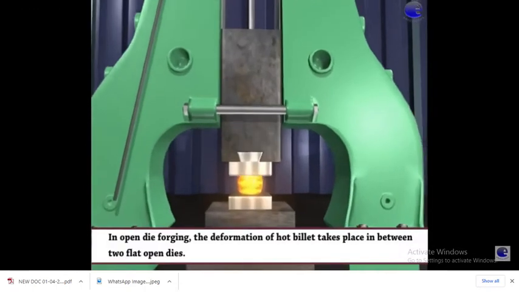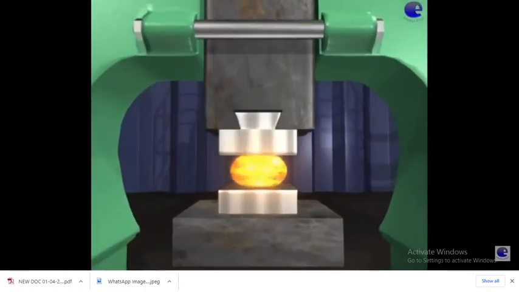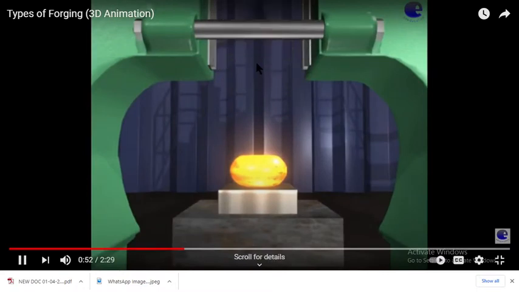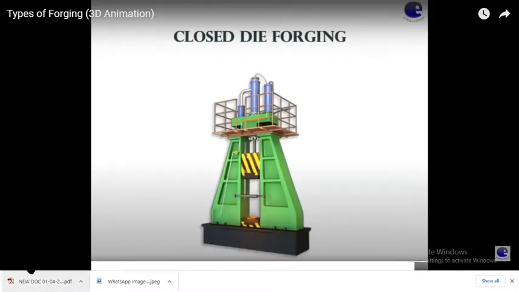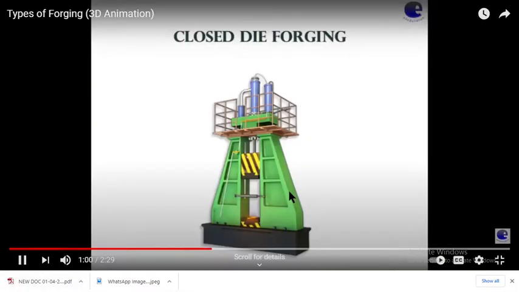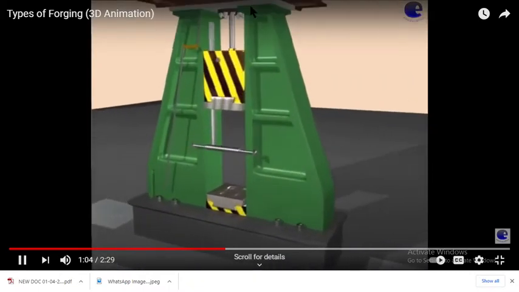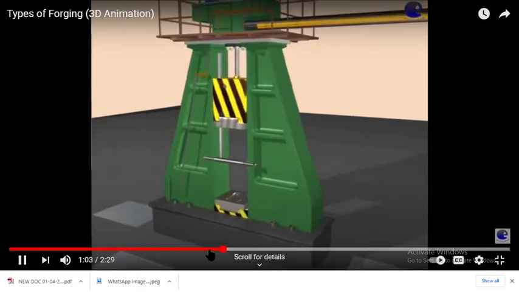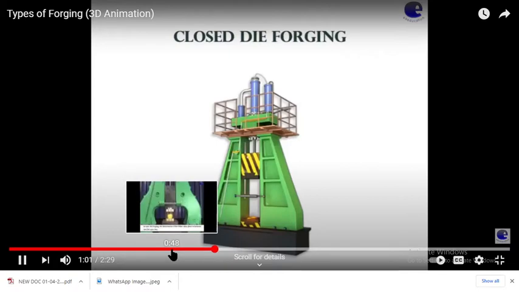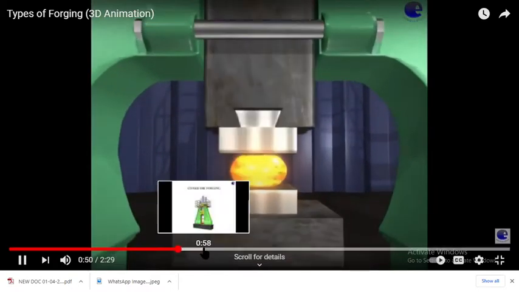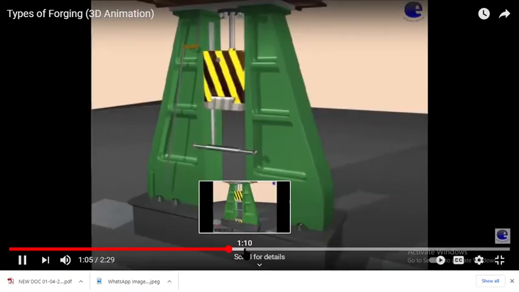Forging means the process which is carried out by continuous hammering. You can see here this ram continuously applying pressure on this workpiece, and this is the closed die forming process. Now above it is having this die here, it is a closed die. Prior to this we saw the open die. This is open die and this is closed die.